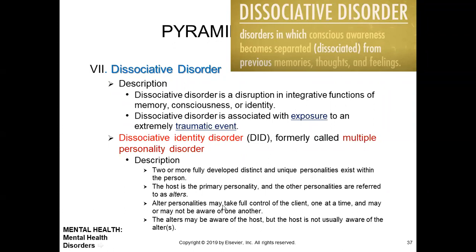Altered personalities may take full control of the client, one at a time, and may or may not be aware of one another. The altered may be aware of the host, but the host is not usually aware of the altered. So the other person can find out the problem, but the person is not aware of their behavior.